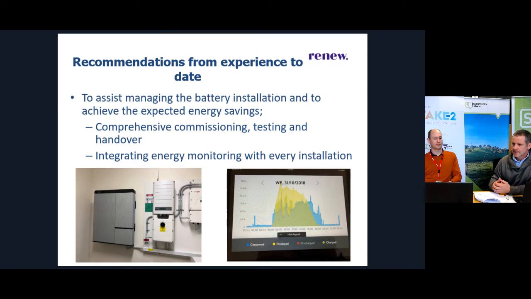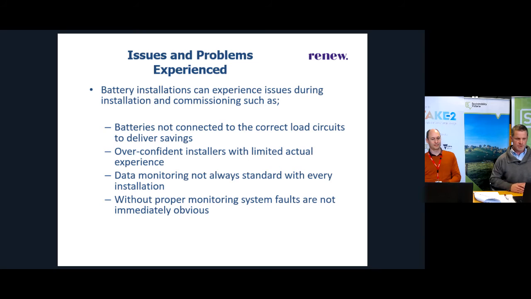they said really pay attention to the comprehensive commissioning, testing and handover phase. That was their takeaway. And also making sure that you integrate energy monitoring with every installation. Without that, there are risks, a whole lot of things that Andrew will come up with. So that was a worthwhile point I wanted to raise.